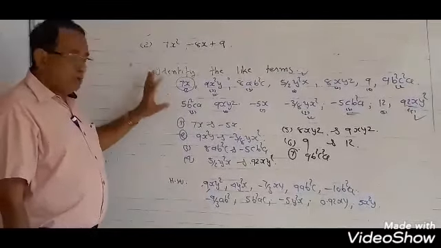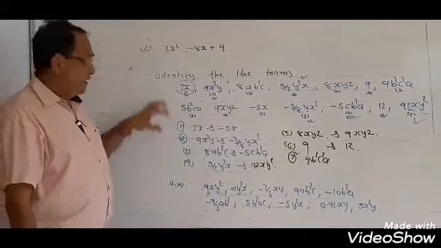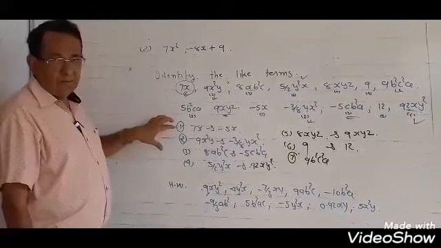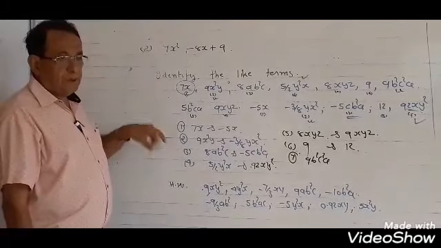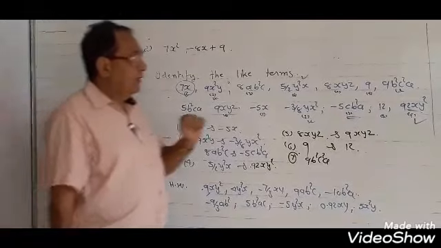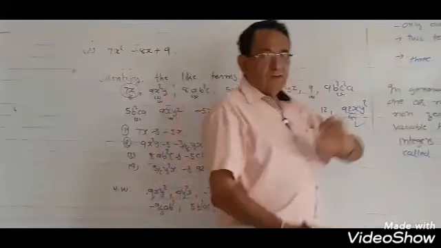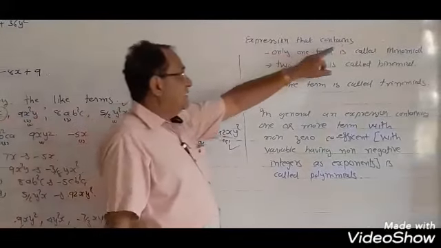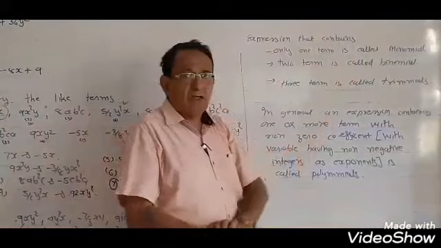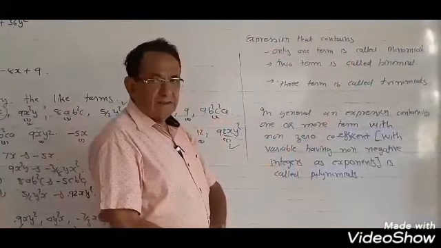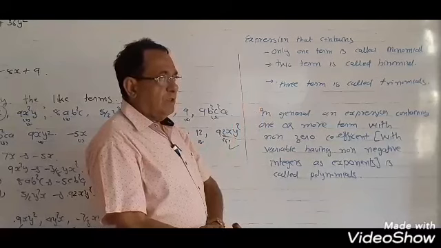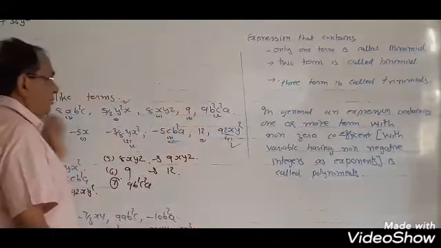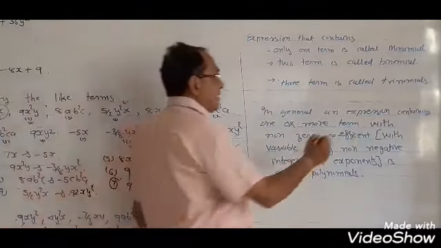Now, yesterday I also told you that you can add and subtract only like terms. You cannot add and subtract unlike terms. Okay, expressions. Now types of expressions. Expressions that contain only one term are called monomials. What do we call an expression that has only one term? Monomials. All these are monomials.